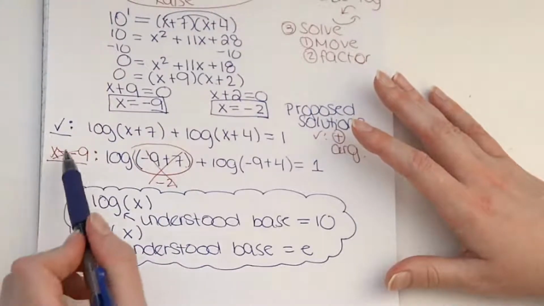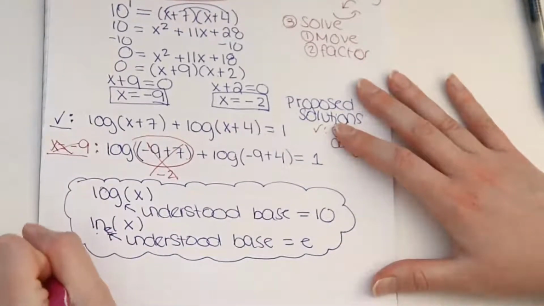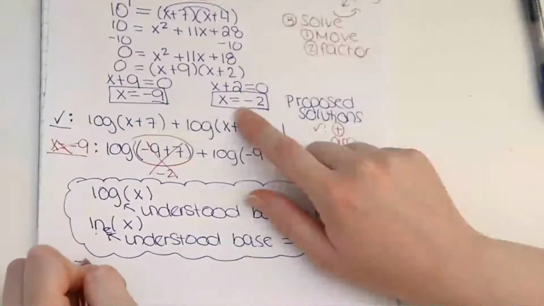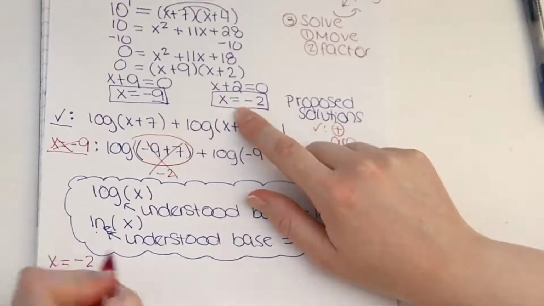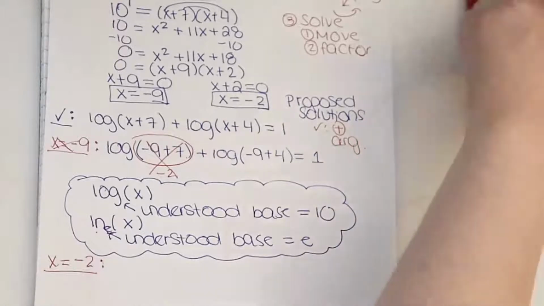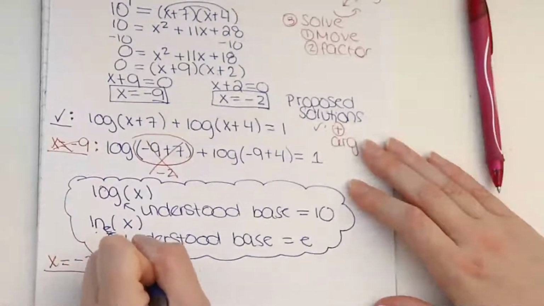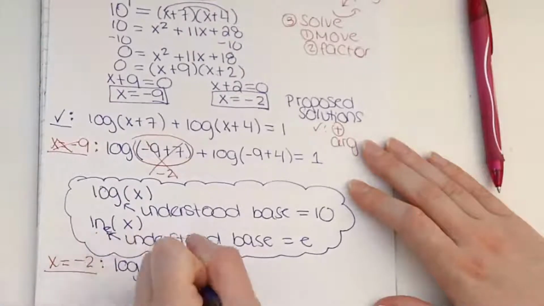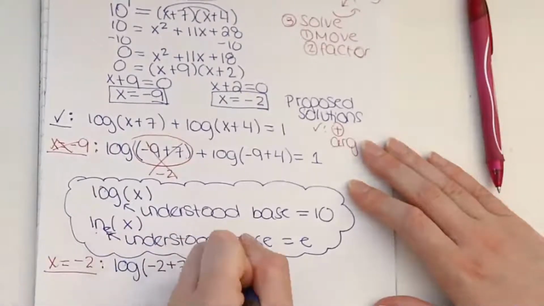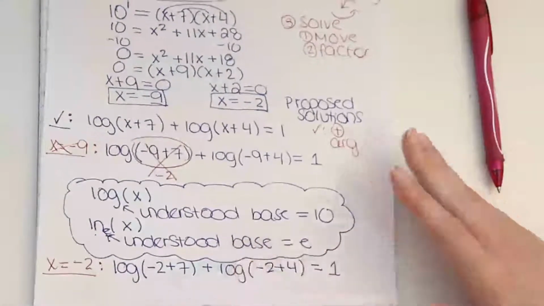Okay, so negative 9 does not work for us. So then we have to look at x is equal to negative 2 as our other proposed solution. And again, we're plugging that into the original equation. So we have log of negative 2 plus 7 plus log of negative 2 plus 4 is equal to 1.